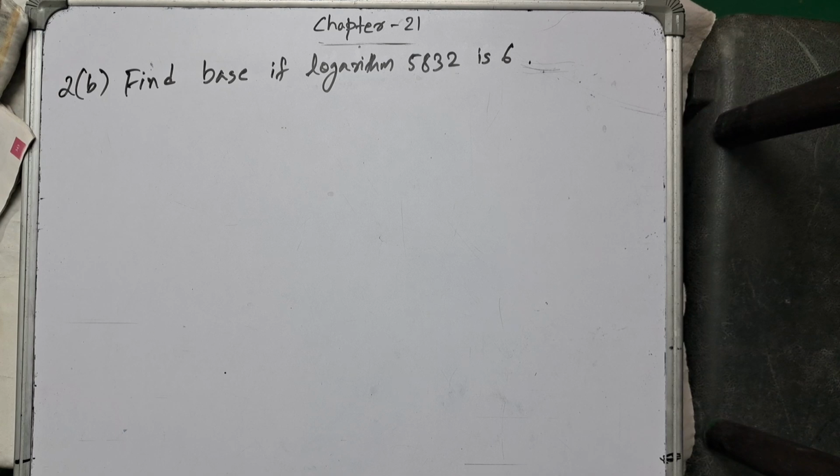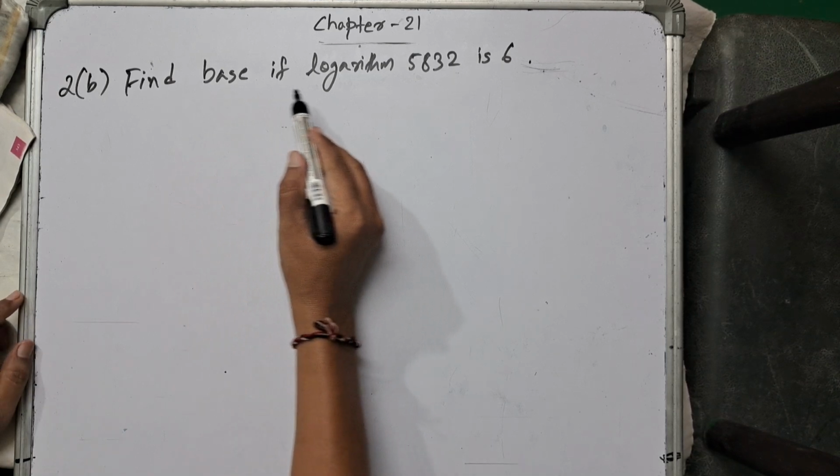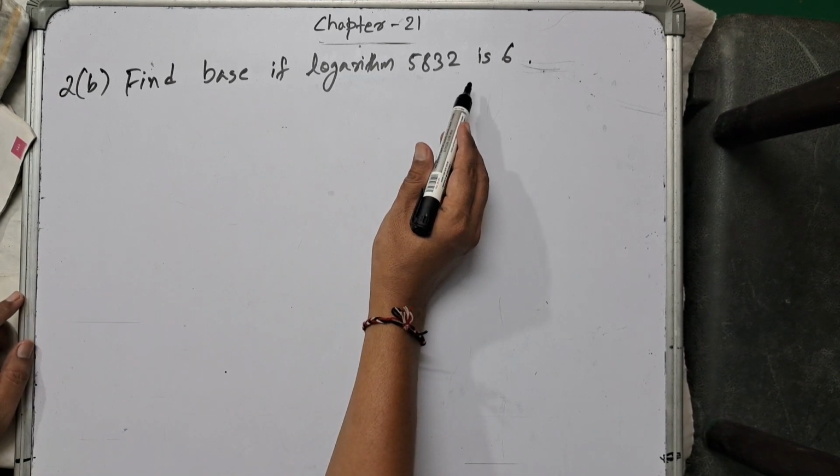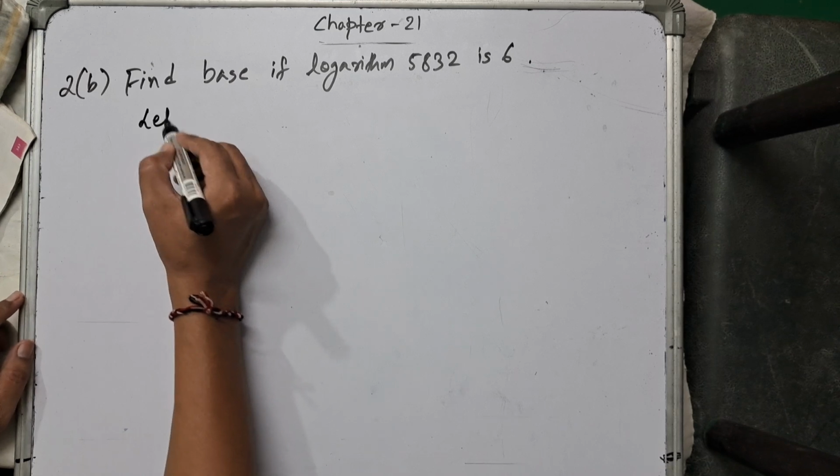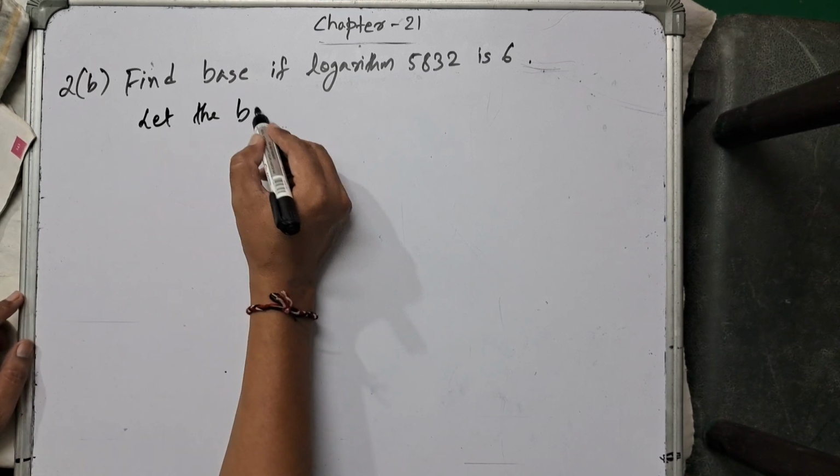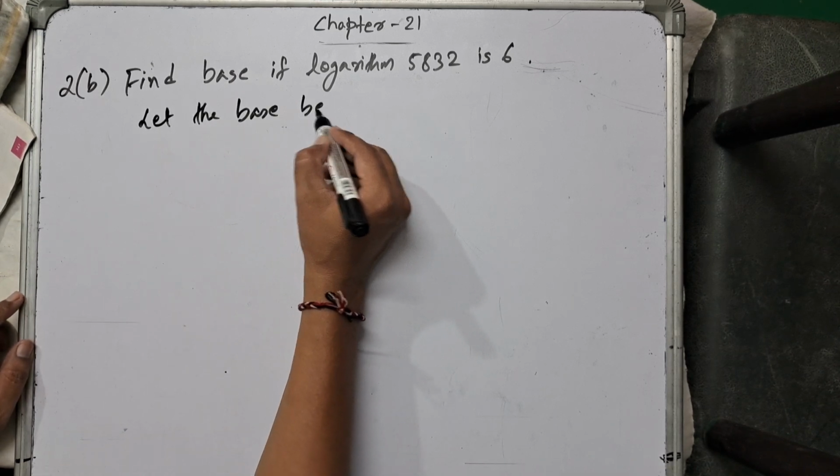Question number 2b. Find base if logarithm of 5832 is 6. So let the base be x. Let the base of the logarithm be x. Okay.